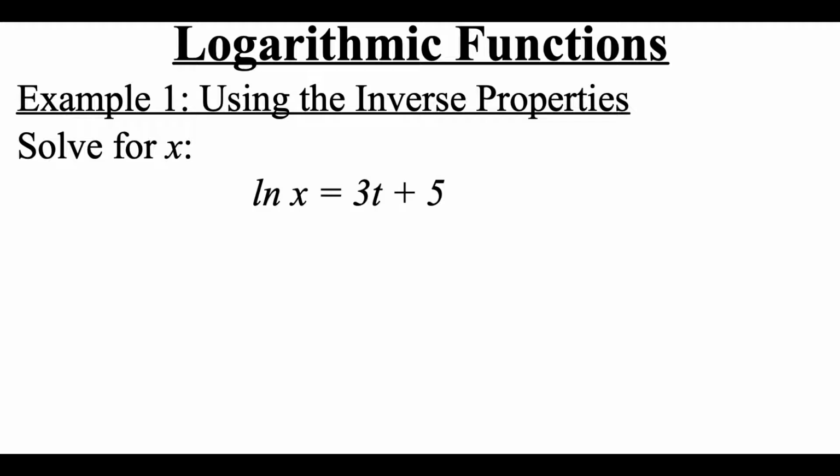So we're going to look at a couple examples where we are solving an equation to get x alone. This first equation says that we have the natural log of x equals 3t plus 5. And I want to get that x alone. Right now I'm doing that natural log to the x. If I want to get rid of that, the inverse of that natural log is going to be taking this and putting it as a power on an e exponential.